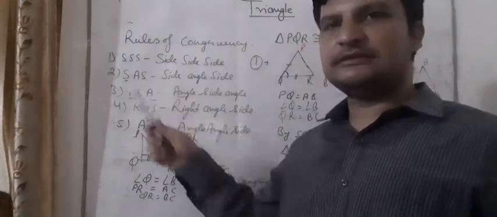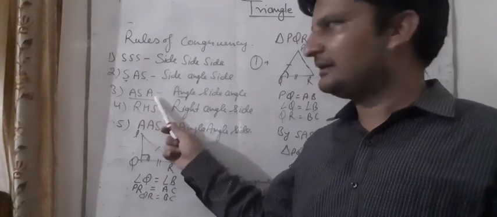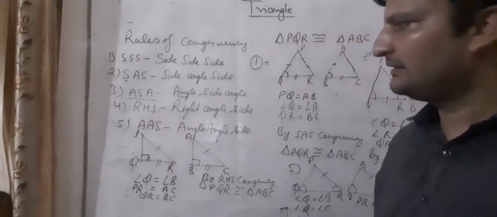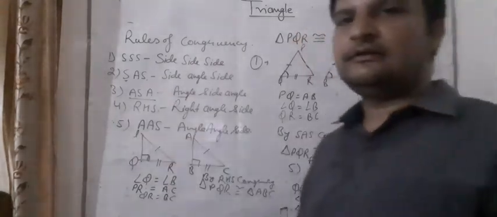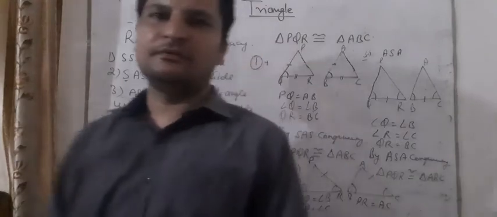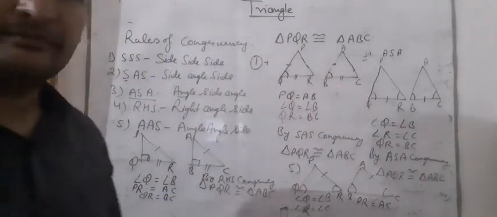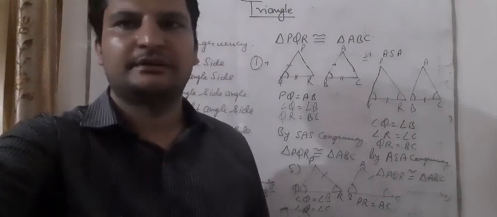SSS, SAS means two sides and the angle between them. Similarly, angle side angle is here. RHS is also here. Angle side is also here. And you can make these figures and do it in your classwork notebook properly. After this, we will start, students, chapter 7, exercise 7.1. Note it down, students. Now students, let us start exercise 7.1.